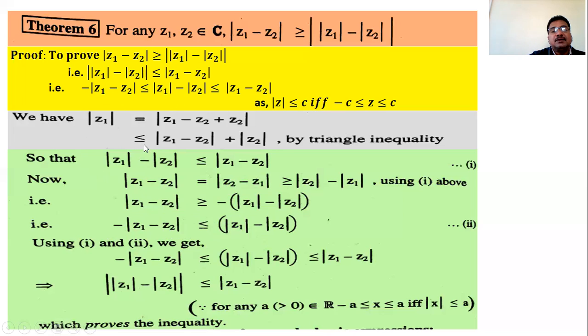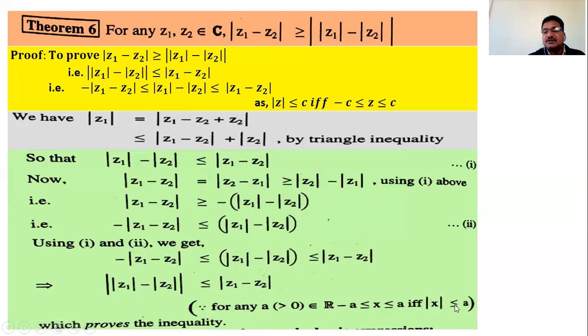Similar to the proof of number 1, we can prove the second one also. Consider |Z2| = |Z2 − Z1 + Z1|, and then write the proof. So by using 1 and 2, combining 1 and 2, we have −|Z1 − Z2| ≤ |Z1| − |Z2| ≤ |Z1 − Z2|. Therefore, this is the proof that the modulus of this is less than or equal to this.